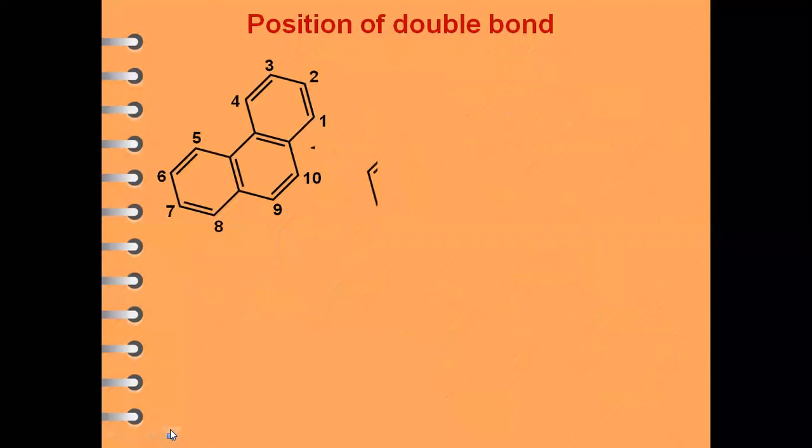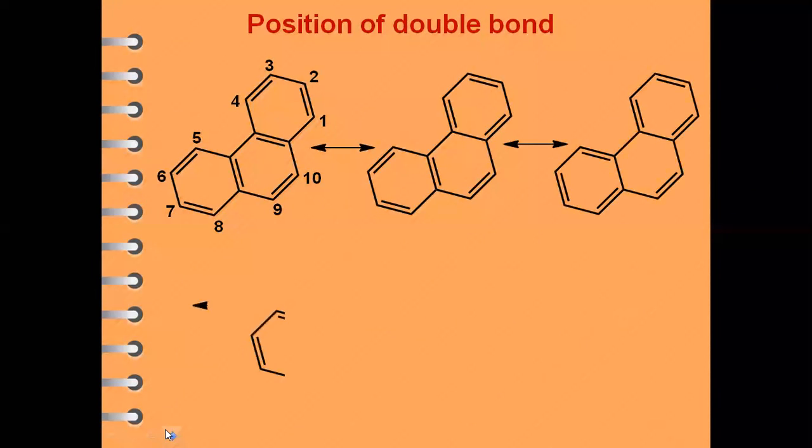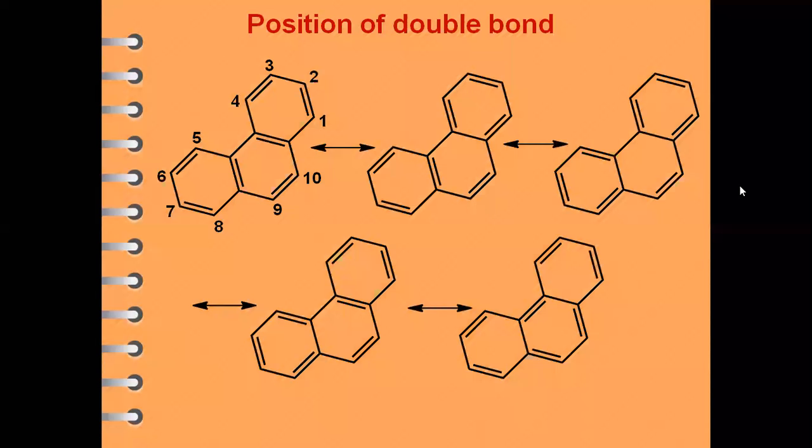Now, just as we outlined for anthracene and naphthalene, the determination of the position of double bond. In the displayed slide, these are the 5 important resonating contributing structures of phenanthrene. See, these are the resonating structures.